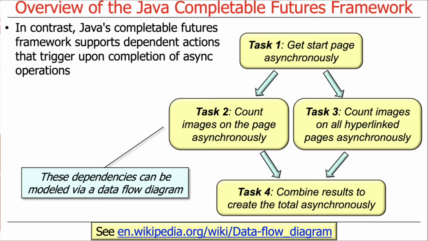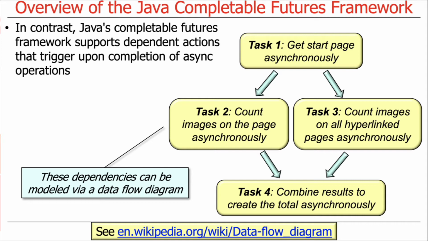But another way to do it is to use Java's Completable Futures framework, which supports dependent actions that trigger upon the completion of asynchronous operations, or async operations. So let's take a look at how this might work. What we're going to do here is we're going to have task 1, and we're going to start downloading the start page, but we're going to do it asynchronously, which means we say download the page, but we don't wait for the results. We just start the download. And we're going to get back something we'll talk about in a minute called a completable future.